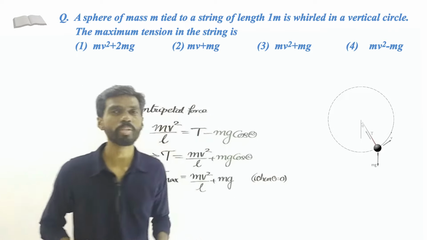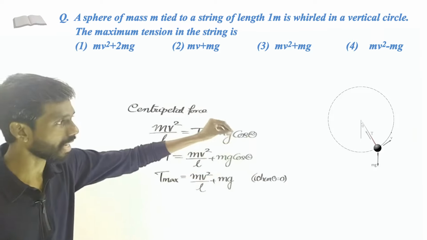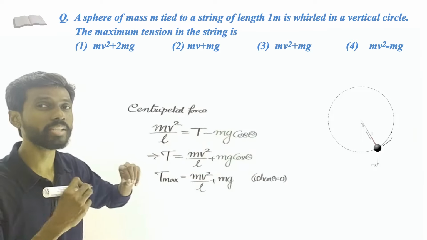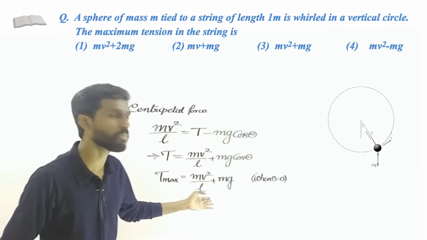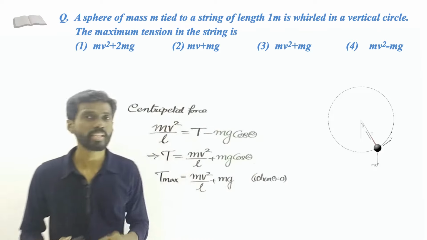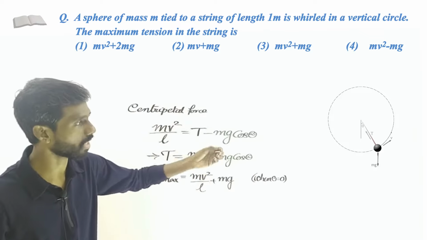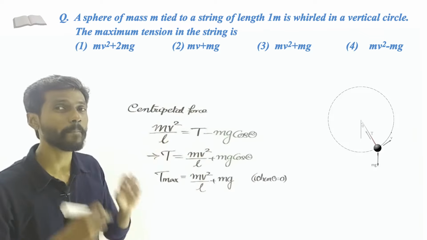So theta is 0 means what? When the string is vertically down like this, that means the angle theta is 0, only then the tension is maximum. Similarly, the minimum can be found. The minimum of cos theta is -1, so that is when theta is 180 degrees. That means it is the topmost point. So when this sphere is at the topmost point, that is when it will have minimum tension.